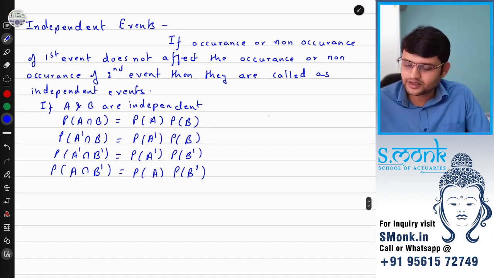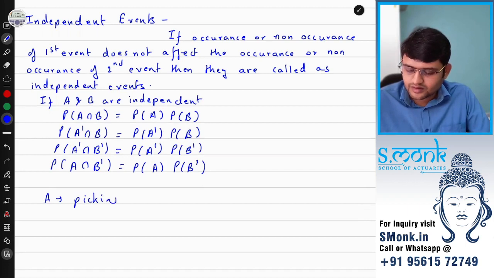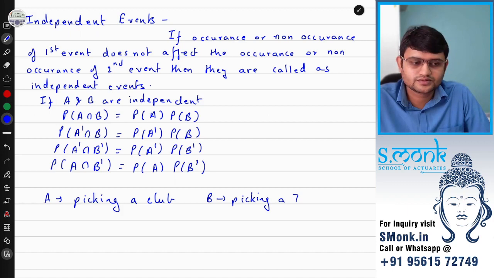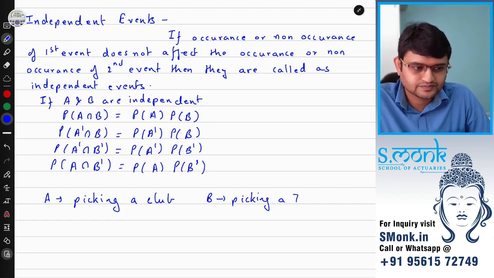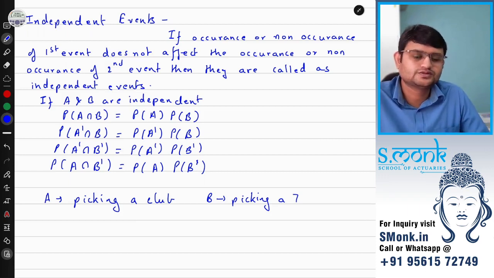Now, can you tell me, for the example we took above, where A was picking a club and B was picking a 7, whether A and B are independent of each other or not? They are independent. They aren't. They are not. Okay, they are not independent. Anybody else?